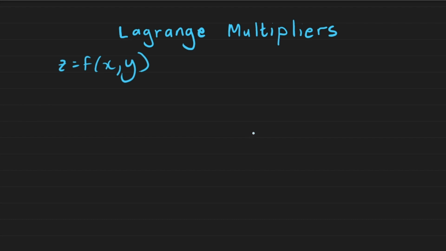So in Lagrange multipliers, we're finding some kind of optimal solution or some kind of point, stationary point of z, but subject to a constraint. And that constraint is also a function of x and y. It's an implicit function specifically.